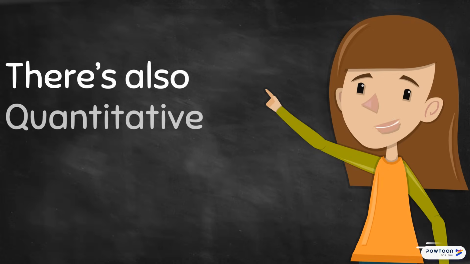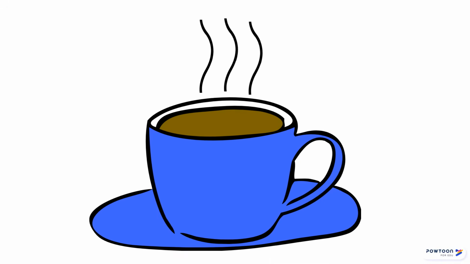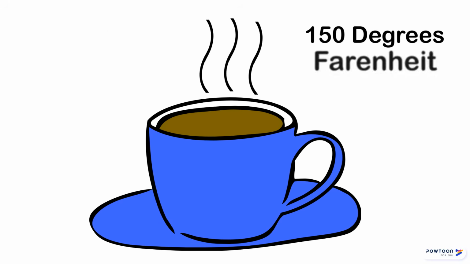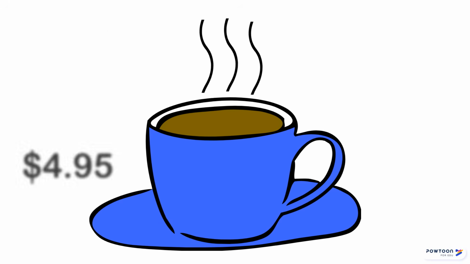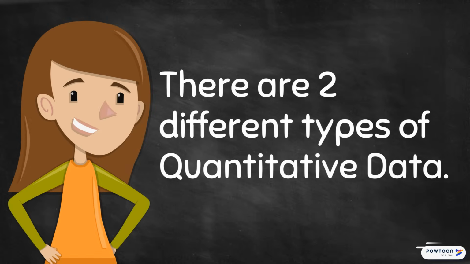There's also quantitative data, referring to a number. The latte contains 12 ounces of drink. It's served at 150 degrees Fahrenheit and costs $4.95. There are two different types of quantitative data.